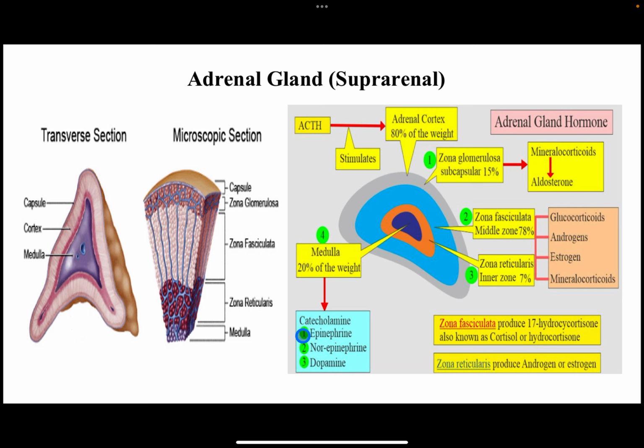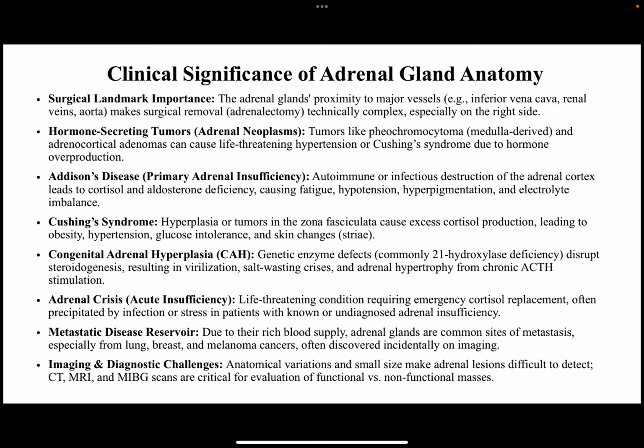The medulla secretes the catecholamines: epinephrine, norepinephrine, and dopamine. So if you are asked which part of the adrenal gland secretes dopamine, that is the medulla region. The medulla secretes the catecholamines. How many catecholamines do we have? We have epinephrine, norepinephrine, or adrenaline, noradrenaline, and then dopamine. Is that okay? So basically, that is it for the adrenal gland or the suprarenal gland.